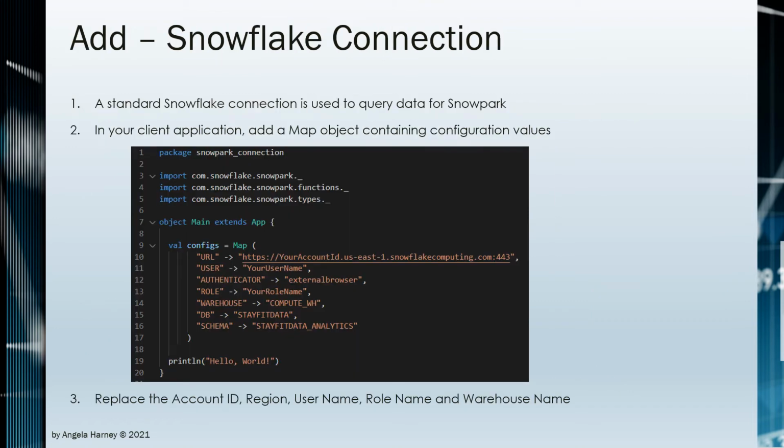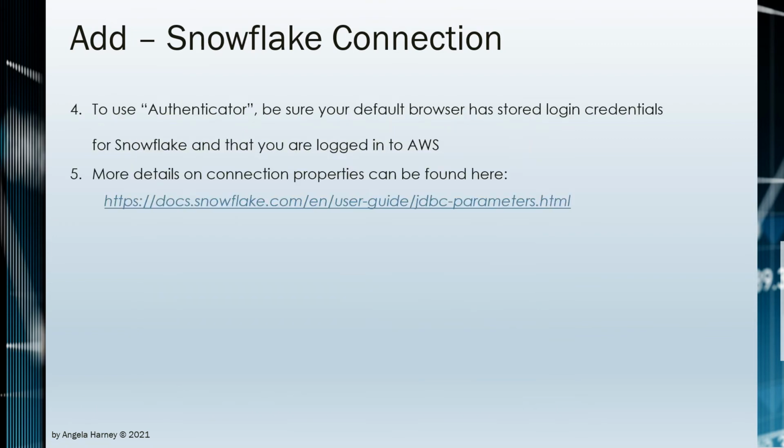Now, add a map object consisting of Snowflake connection settings. Change the account, username and role, and the warehouse, database, and schema if necessary as well. In the connection settings, you can either use a password that sits in clear text in your file, or log into AWS in Chrome and use the Authenticator setting to connect. Using Authenticator will auto-launch a browser that will let you know when you can close it.